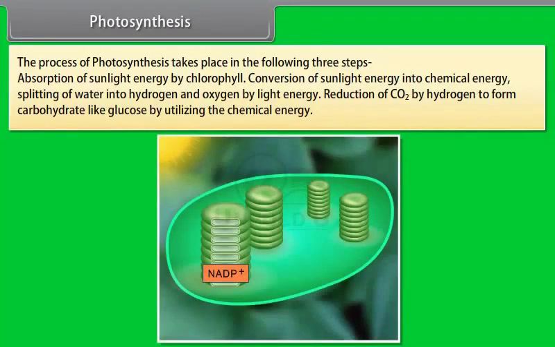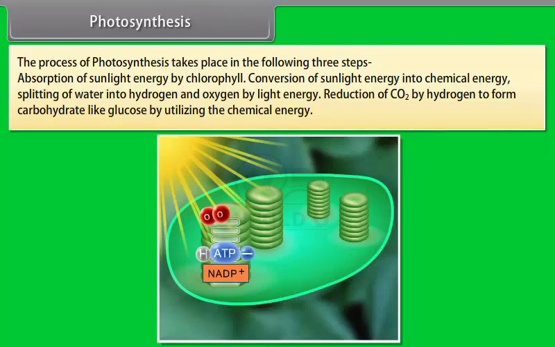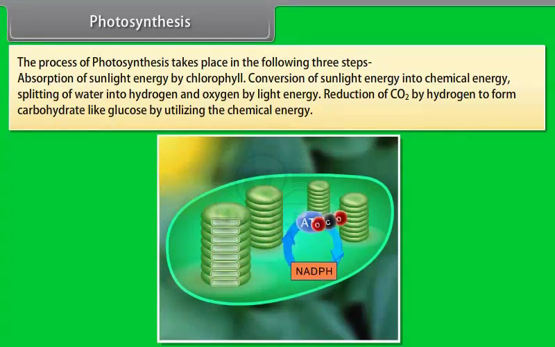The process of photosynthesis takes place in the following steps: absorption of sunlight energy by chlorophyll, conversion of sunlight energy into chemical energy, splitting of water into hydrogen and oxygen by light energy, reduction of CO2 by hydrogen to form carbohydrate like glucose by utilizing the chemical energy. Intake of carbon dioxide.